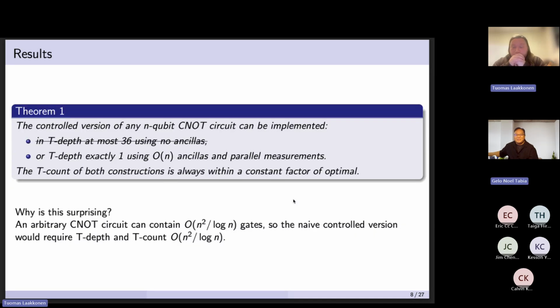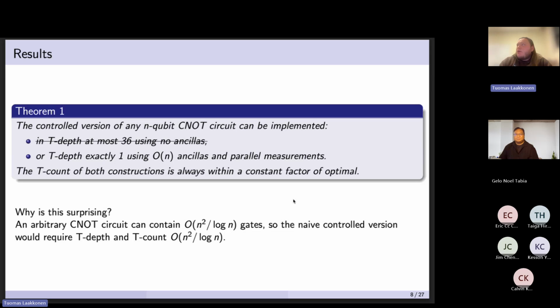Sorry, can I just interrupt? I'm just curious, is there anything special about the number 36? No, it's 3 times 12 because I write everything in terms of Toffoli gates, and then each Toffoli gate can be done in T depth 3 without ancillas.